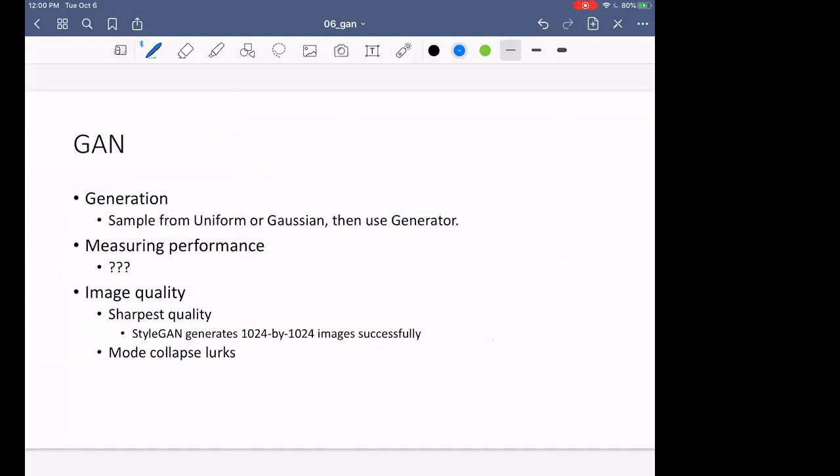For GAN, generating is pretty simple. You sample from some random noise, and then you use the generator. Measuring performance, I haven't talked about this yet, but measuring performance is still an issue. Image quality is the sharpest. StyleGAN is a modern GAN that can generate very high resolution images, like 1024 by 1024. It's very high quality images. It even looks like a realistic person. You can search the internet for StyleGAN and look at the fake samples, and I don't think you can distinguish between the real ones and the fake ones. But the problem is that mode collapse still lurks.